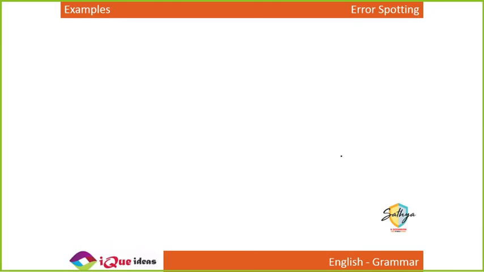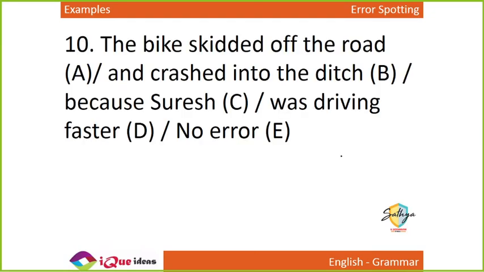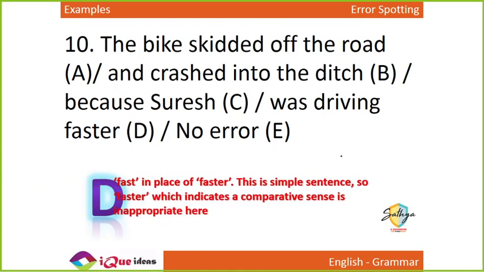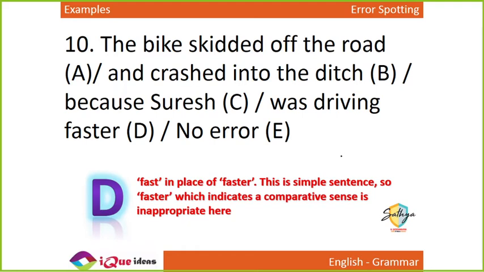Okay. This one. Whenever we say faster, we are using the comparative degree. And when using the comparative degree, there must be a second thing to compare it with. But here, I'm not comparing his speed. I'm simply saying he was fast. So, he was driving fast is enough. I need not say he was driving faster, right? It's a simple sentence. And faster is comparative, which is wrong. So, you simply put fast in place of faster. Next one.